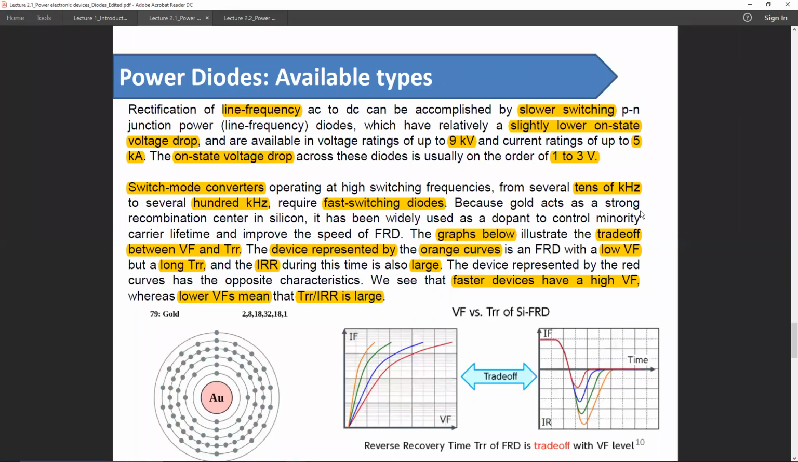But there is a trade-off between fast switching diodes and their forward voltage drop. In this diagram, this can be illustrated. If you follow the red curve in these two diagrams, this red curve has significantly higher forward voltage compared to the forward current. But the same red curve shows a significantly lower reverse recovery time. So here is the trade-off. If reverse recovery time decreases, the forward voltage increases, and vice versa.